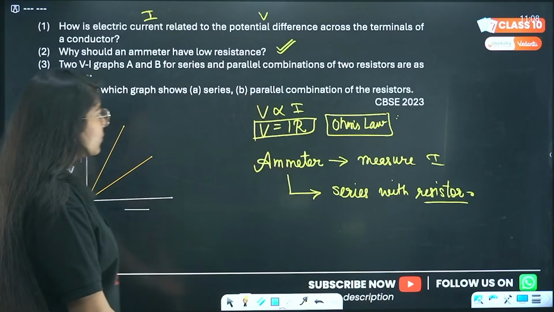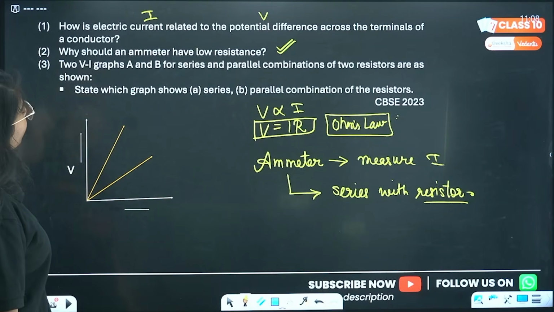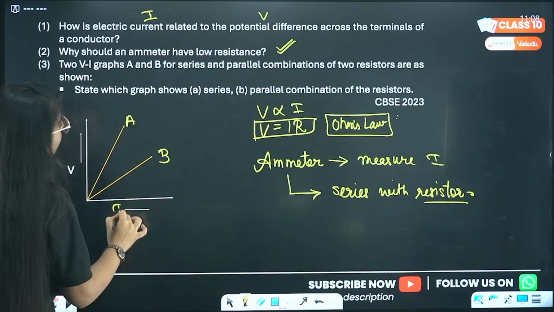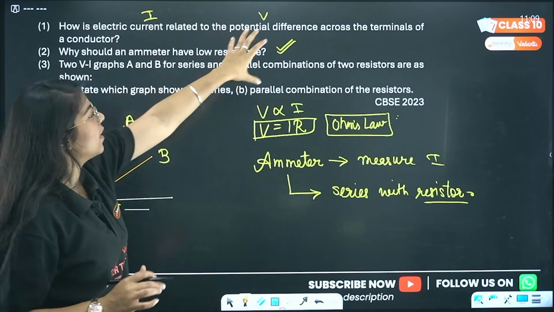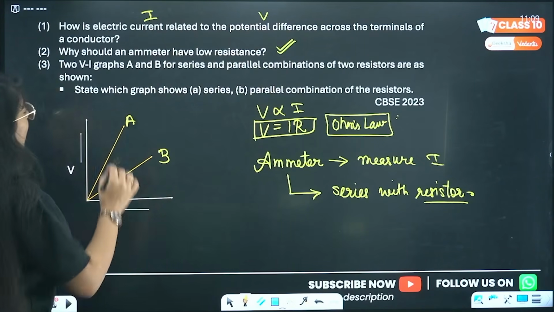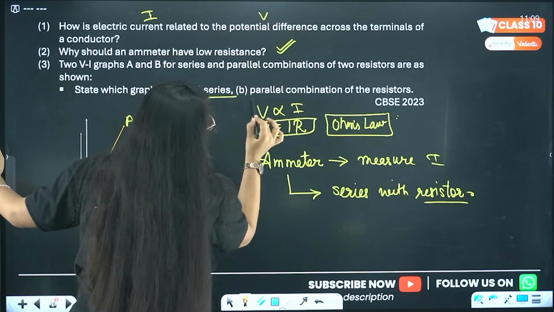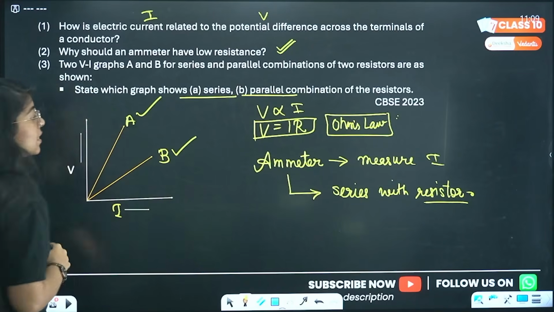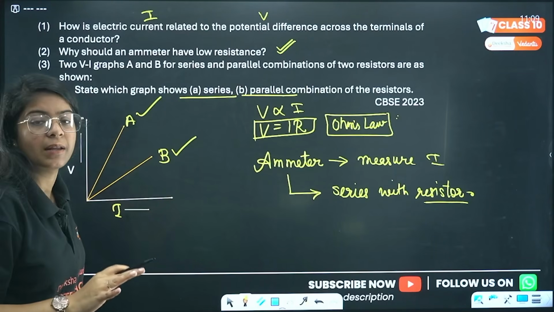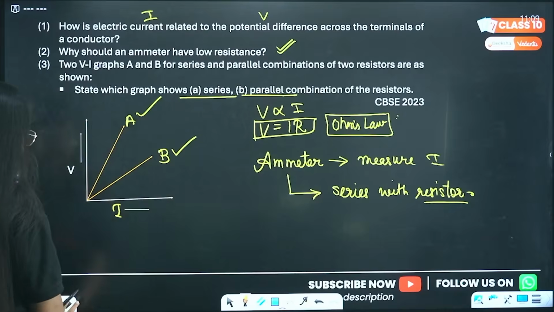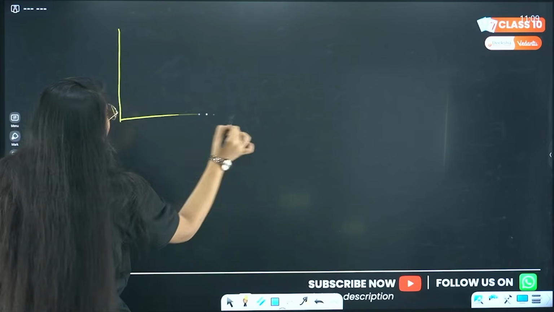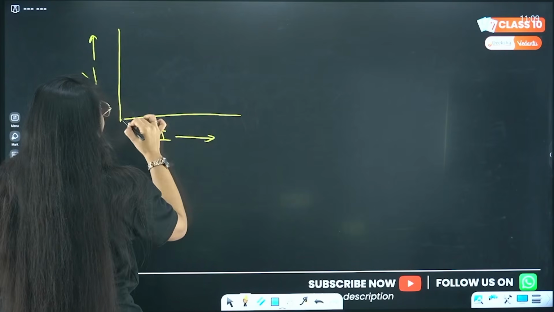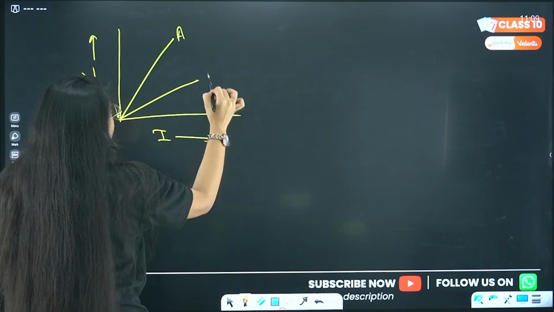Correct? So, next part, two VI graphs A and B, this is A and this is B, are given. These are for series and parallel combination of two resistors. We have to show which graph is for series, which is for parallel. Is A for series or is B for series? A for parallel, B for parallel. Right? We have to show that. Now, how will we show that, ma'am? That will be shown by our intelligent students. Right? This is given. This is A and this is B.